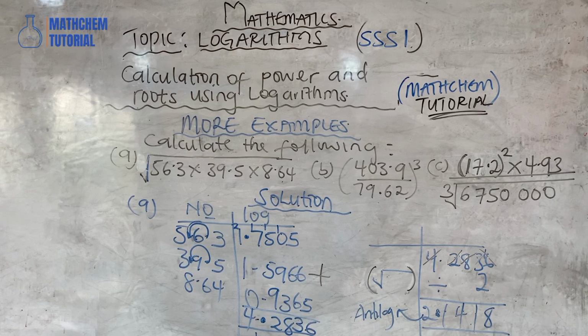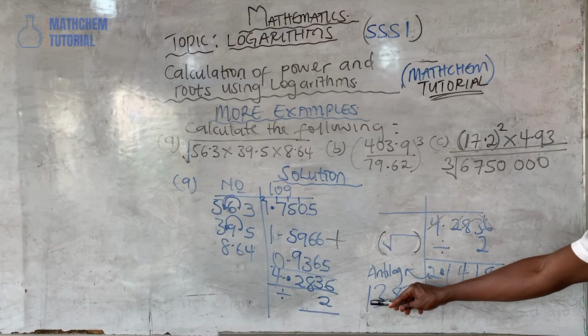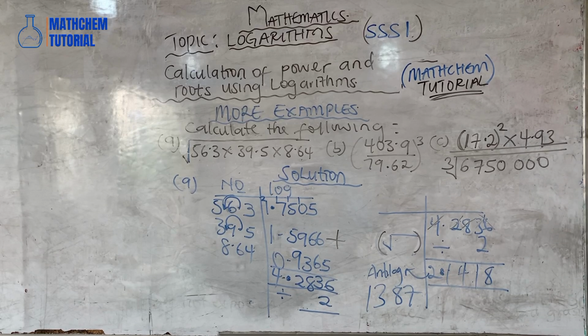So the antilog is going to be 0.14 under 1 difference 8. So let's check the antilog table. Let's check 0.14 under 1 difference 8. So 0.14 under 1 is 1384. 1384 difference 8 is giving me 3 here. So 1384 plus 3 gives me 1387. That's the answer for the antilog.